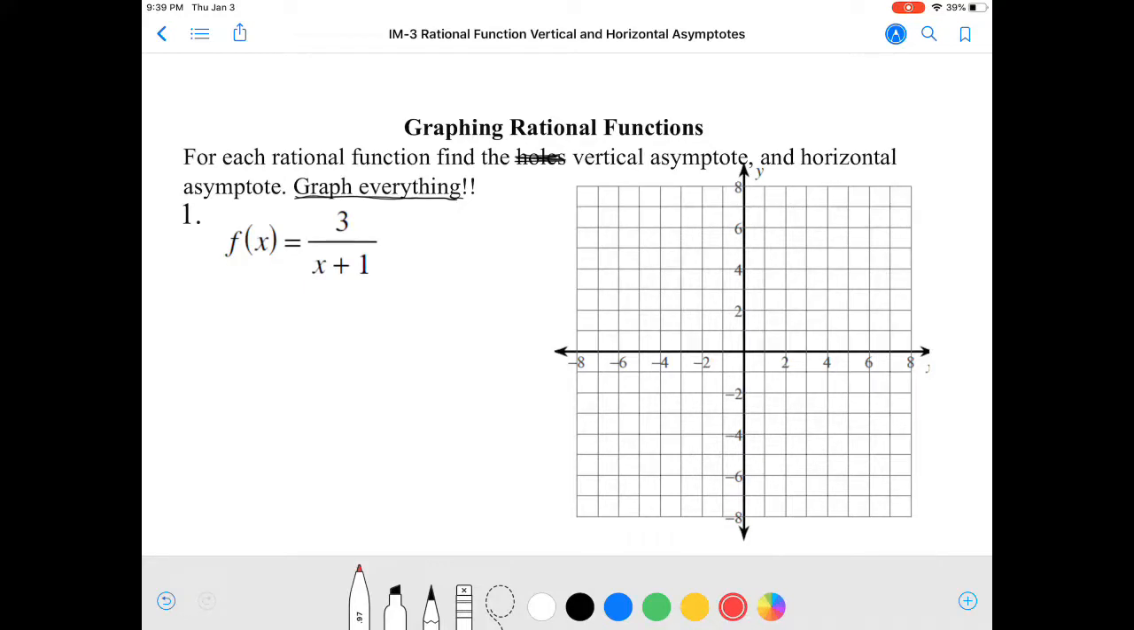Because the numerator is just a number, it doesn't have a variable or an exponent, the degree is 0. So our numerator degree is 0. Our denominator has a variable without an exponent, so that degree is equal to 1. So d equals 1.